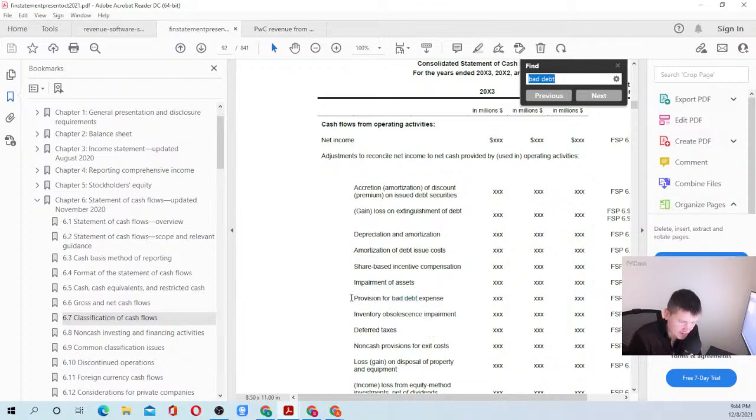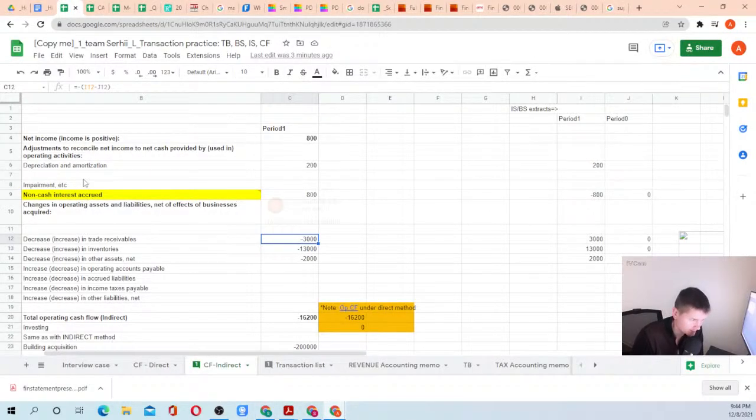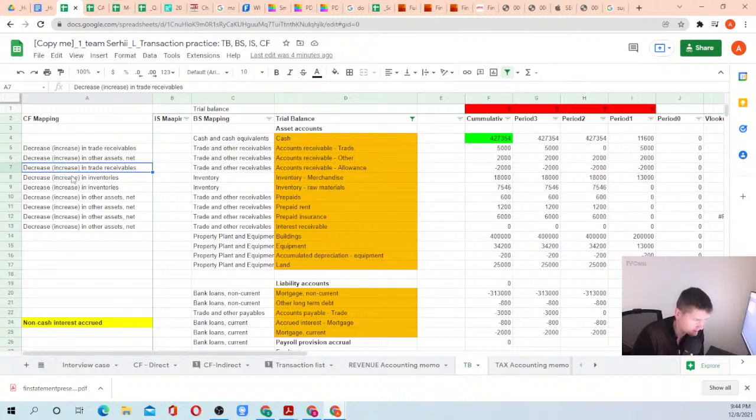Yeah, so basically the only Q in the guidance which we have is just to show it as a non-cash item. So we actually have to change our presentation here. So if we go back here, we do not map allowance here.